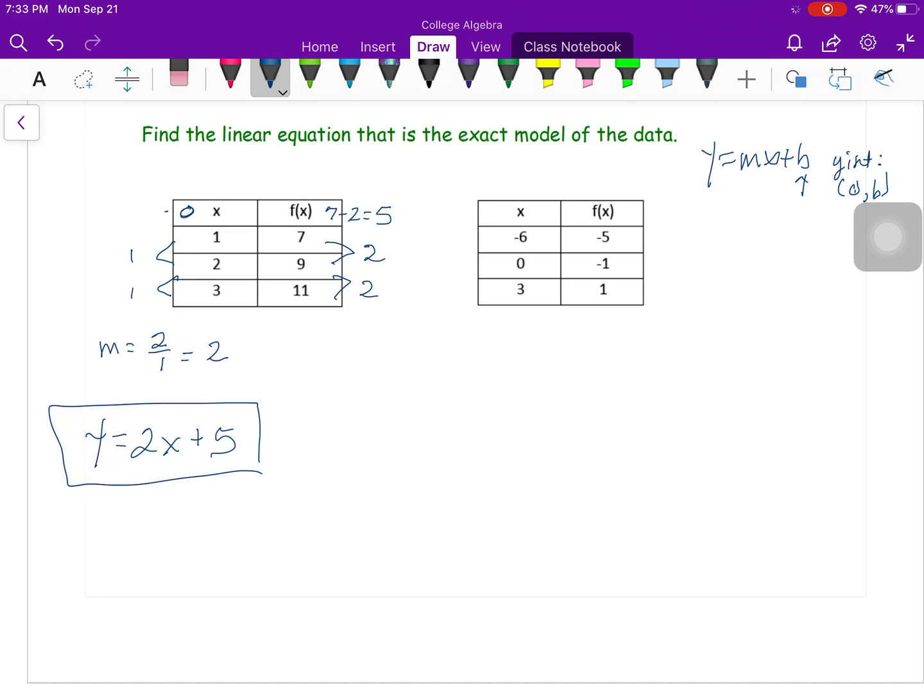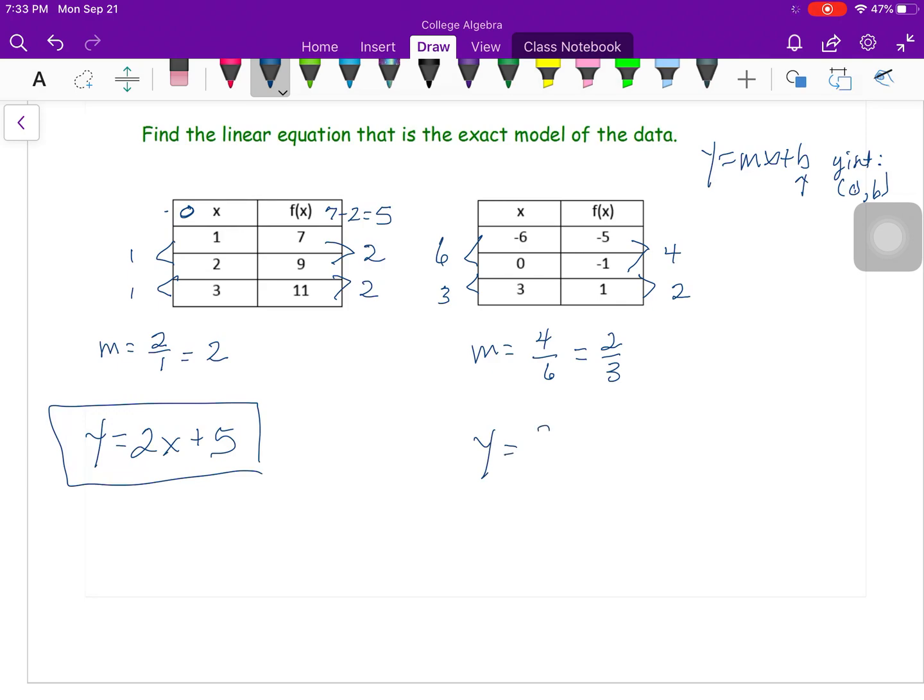Okay. On this one, from -5 to -1 is an increase of 4. From -1 to 1 is an increase of 2. From -6 to 0 is an increase of 6. From 0 to 3 is an increase of 3. So my slope would be 4 over 6, or 2 over 3.